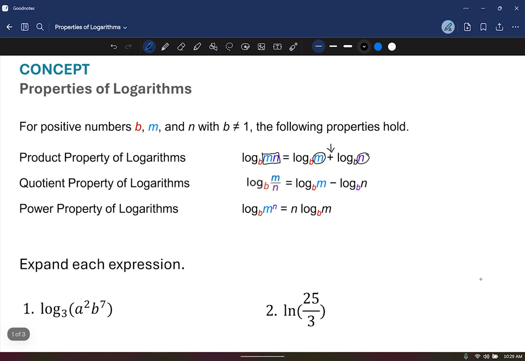Then you have your quotient property, which is the same exact thing as the product, except instead of multiplying, you're dividing, and you would do the log base b of the top and use a minus sign, and then log base b of the bottom. And then you have your power property, which states if you're taking the log of something that has an exponent, you can pull that exponent to the front and have that times the log base b of what you had.